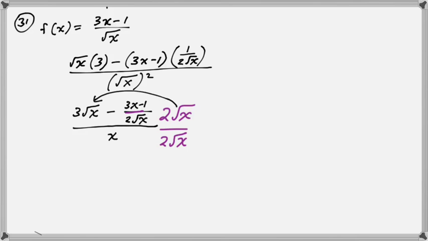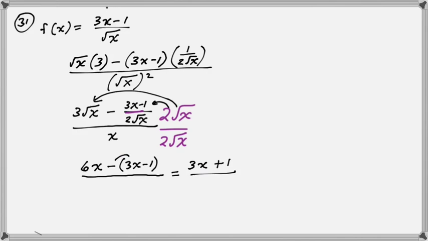2 radical x times 3 radical x is 6x. 2 times 3 is 6. The radical times itself is the radicand. When you multiply here, these cancel, leaving you 3x minus 1. So when you clean up your numerator, you get 3x plus 1, I believe. 6x minus 3x is 3x, and that's a plus 1. On bottom, you have 2x to the 1 1/2, or 2x radical x.